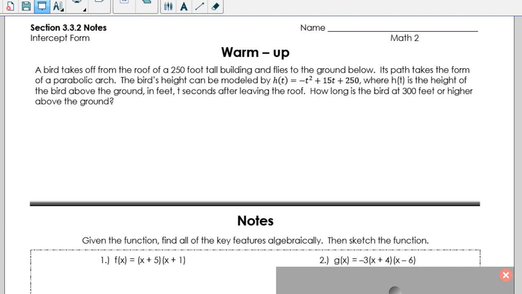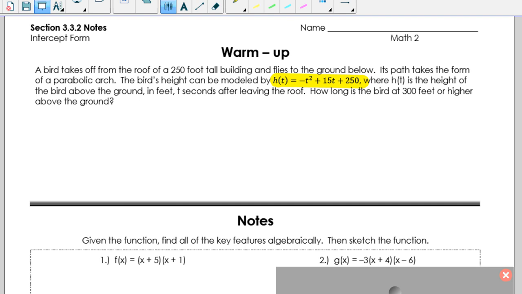So this is a quick review from yesterday on standard form. It says a bird takes off from the roof of a 250-foot tall building and flies to the ground below. Its path takes the form of a parabolic arch. The bird's height can be modeled by h of t equals negative t squared, so we know it's opening down right here, plus 15t plus 250, where h of t is the height of the bird above the ground in feet, t seconds after leaving the roof.